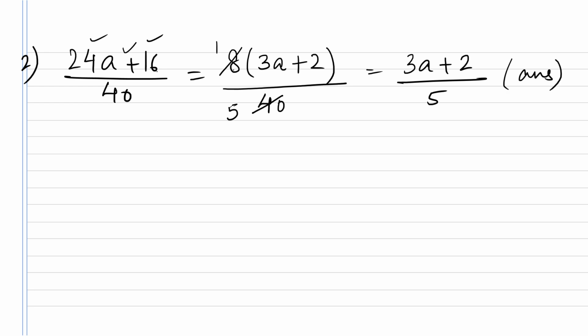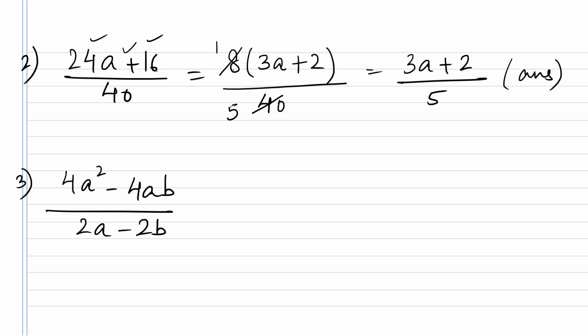Next example, 4a square minus 4ab over 2a minus 2b. This example is a case where you can take out the common factors from both numerator and denominator. Let's see how.